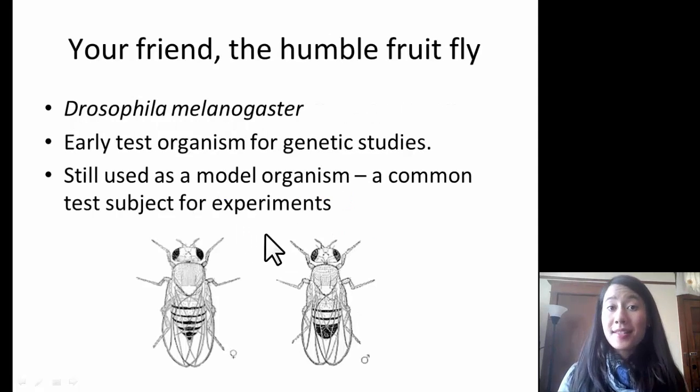So, in order to do this, we're going to talk about our friend, the humble fruit fly. Fruit flies have been used for over a century as what's called a model organism. A model organism is a common test subject for experiments that lots of scientists use, and then we extrapolate what we find from that model organism to other organisms that exist in the world.